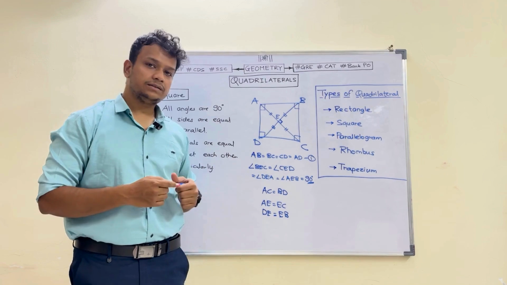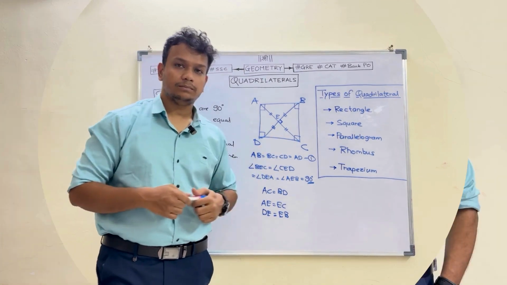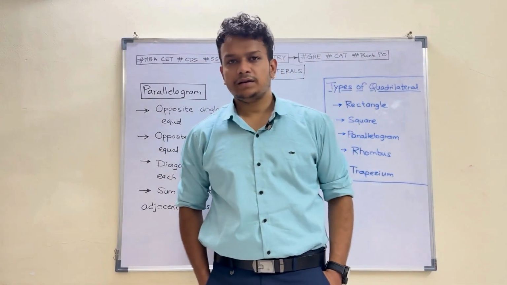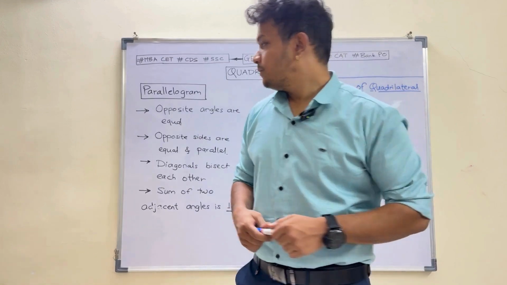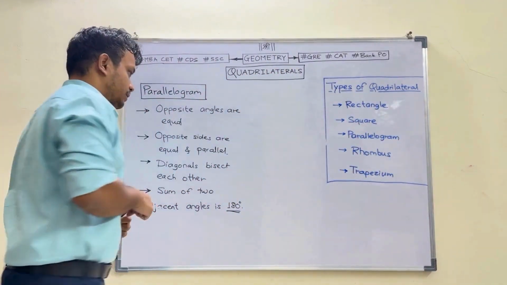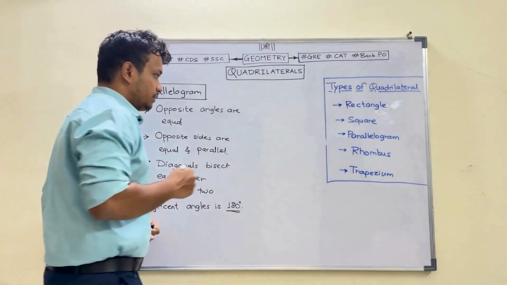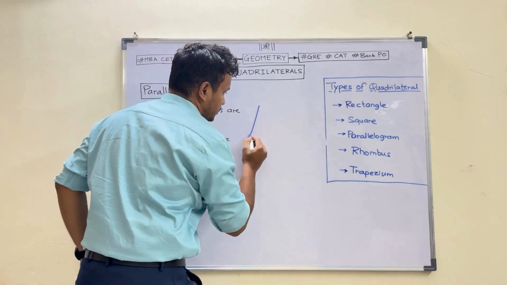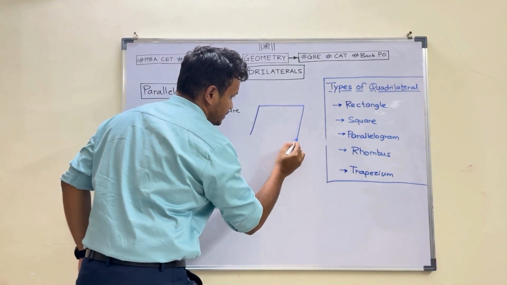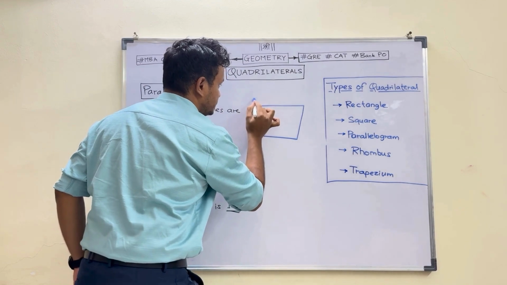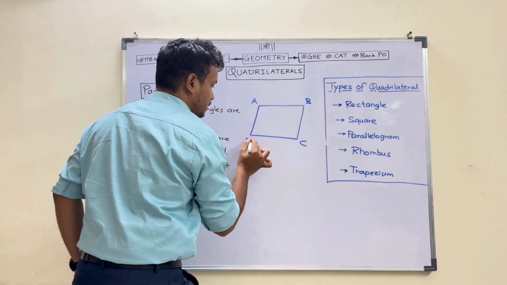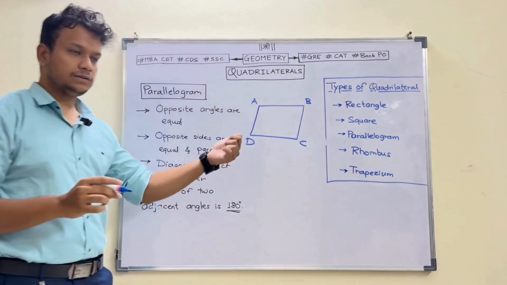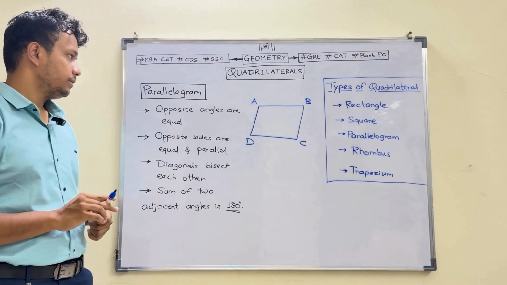So now we'll move to the next quadrilateral, which is parallelogram. There are four very important properties of a parallelogram. I'll just draw a quadrilateral here, which indicates a parallelogram ABCD. I'll name it according to vertices ABCD, and I'll try to explain these properties for this parallelogram.